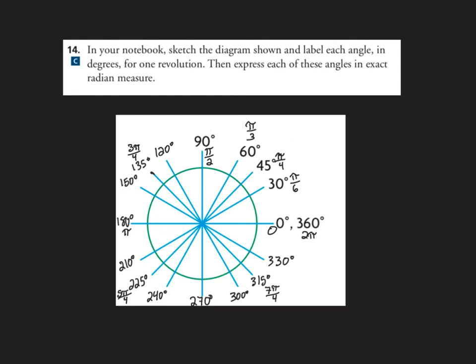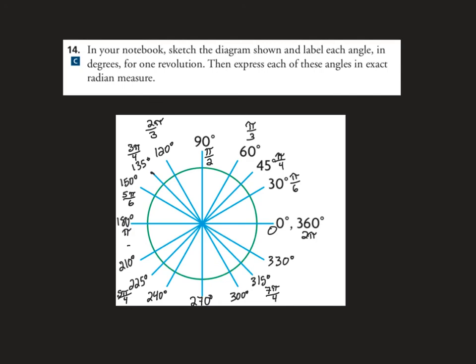All right, the next one. So 30 degrees is pi by 6, 60 degrees is 2 pi by 6, 90 is 3 pi by 6, 120 is 4 pi by 6, or we could call it 2 pi by 3. 4/6 reduced is 2/3. 150 degrees is 5 pi by 6. 180 is 6 pi by 6.